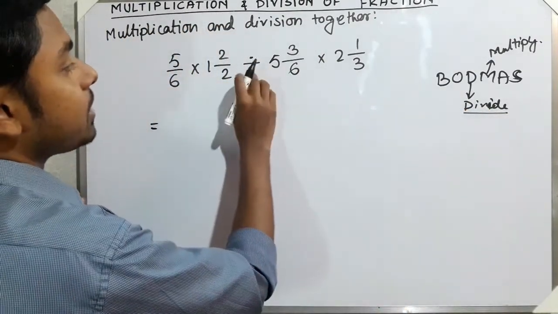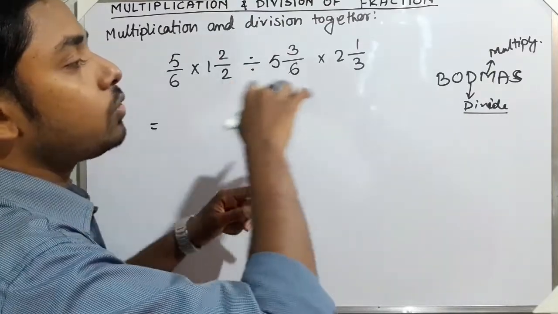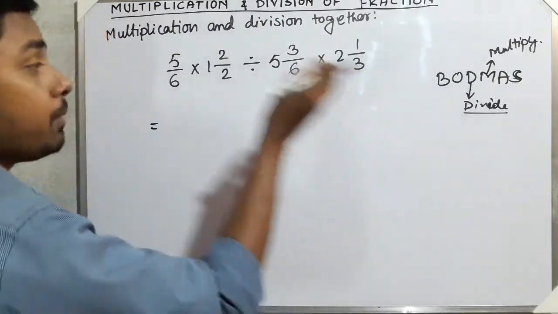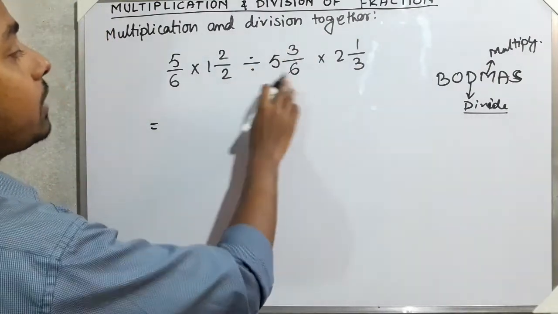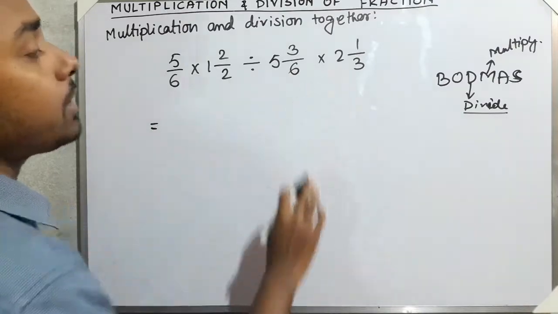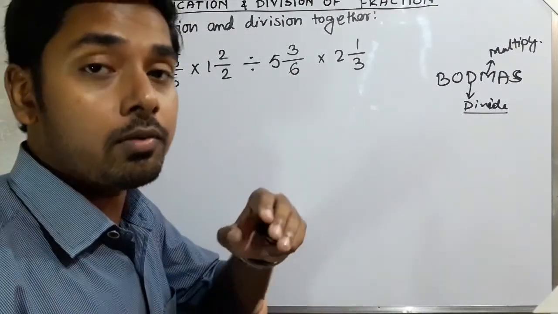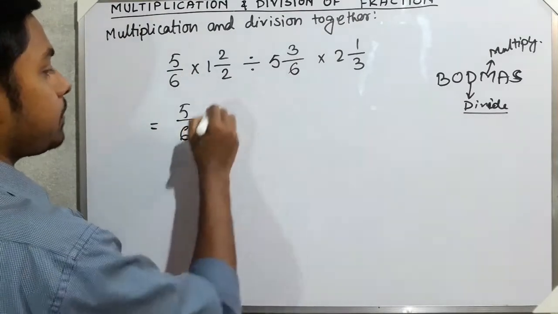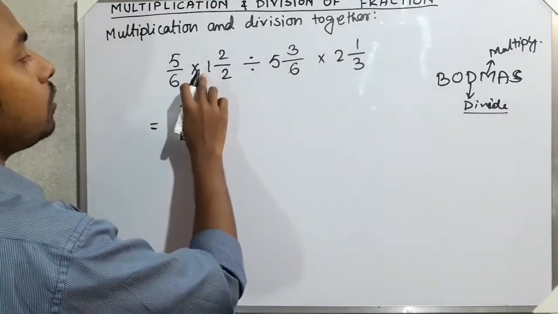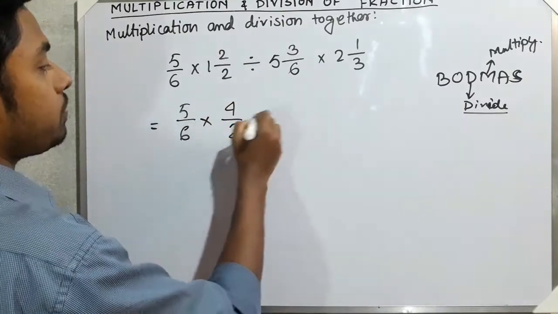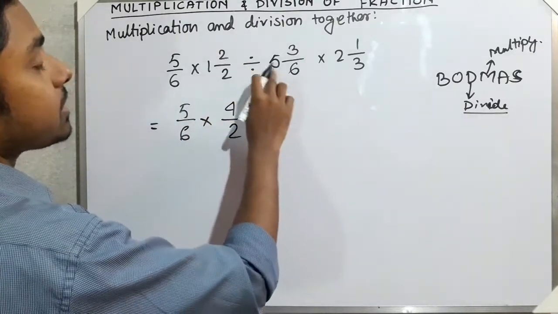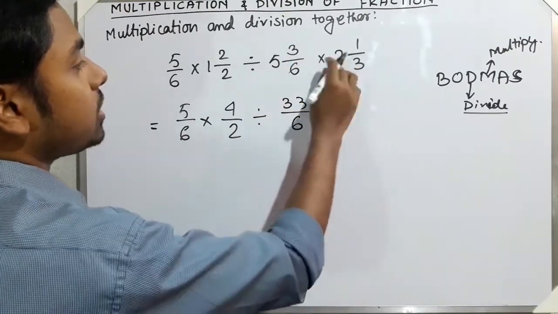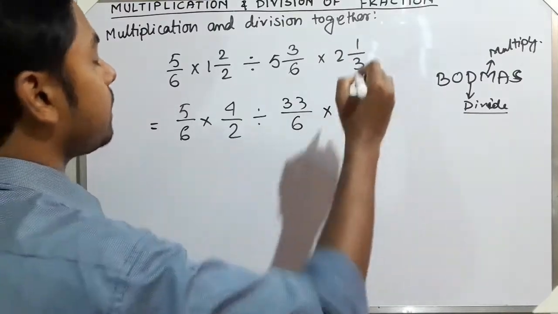So this divide sign you have to convert into multiply first. But before doing it, first of all you can see some fractions are given, mixed fractions. So these fractions first of all you have to convert into improper fractions. So 5 by 6, same. 2 1 ja 2 plus 2, 4 by 2. Divide 5 6 ja 30, 30 plus 3, 33 by 6, into 3 2 ja 6 plus 1, 7 by 3.